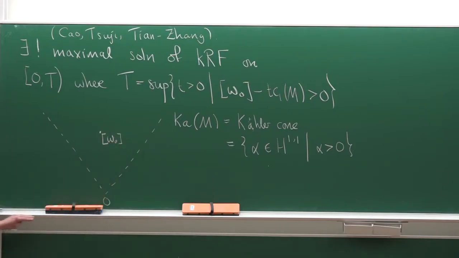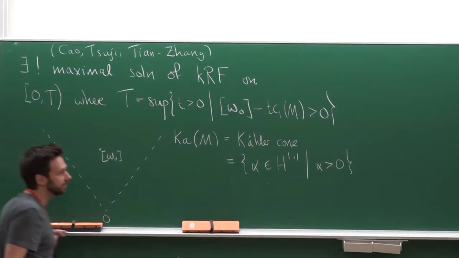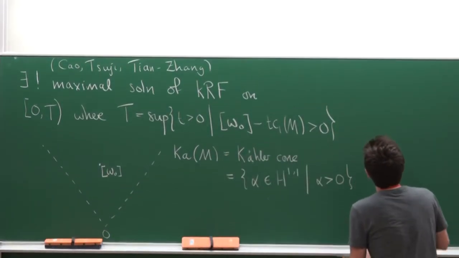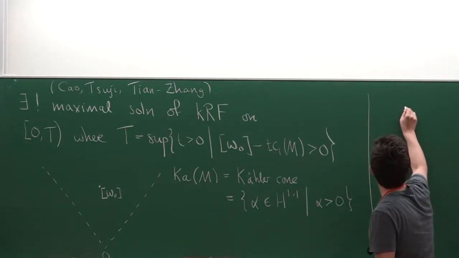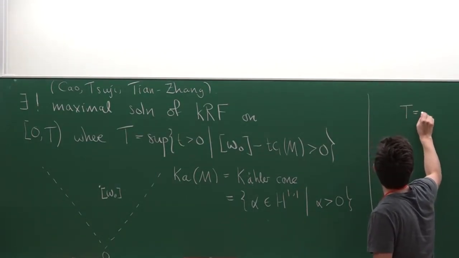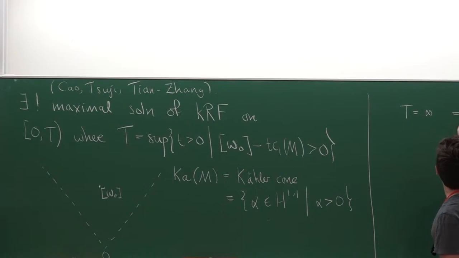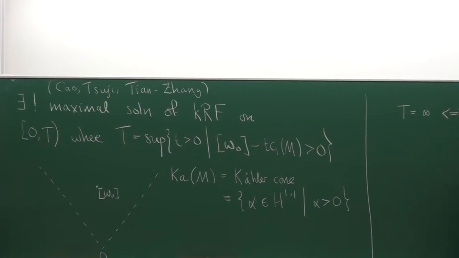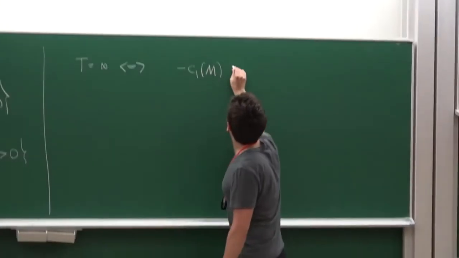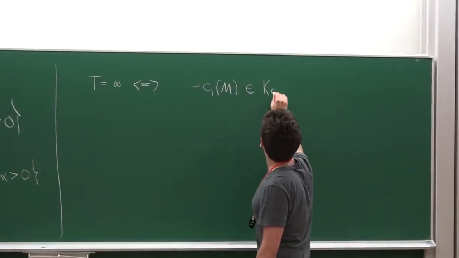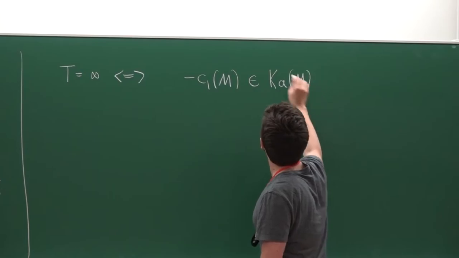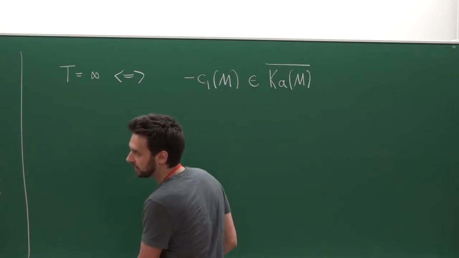And one thing you notice immediately from this result is that T equals infinity if and only if minus c1(M) is in the closure of the Kähler cone. So let me just illustrate that.